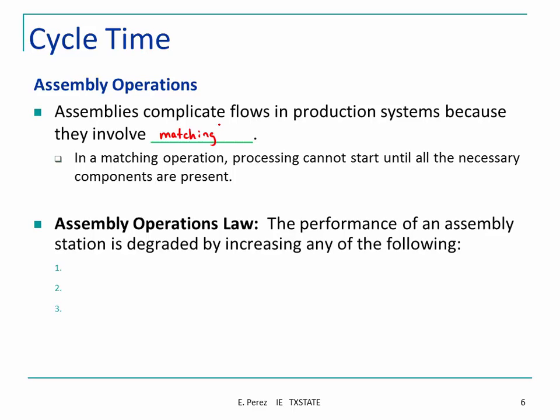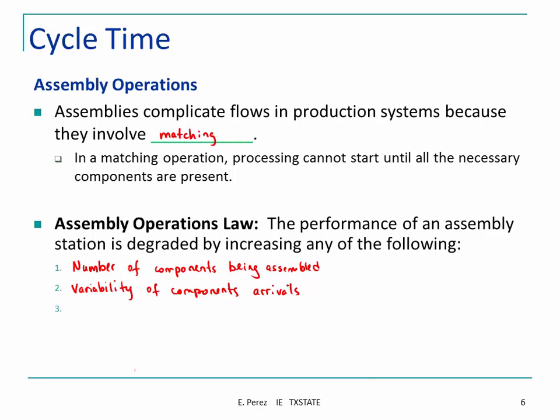Okay, so the assembly operations law: the performance of an assembly station is degraded by increasing any of the following. The number of components being assembled is number one, the variability of the components' arrivals, and finally the lack of coordination between component arrivals.